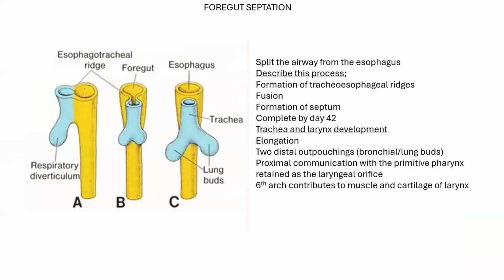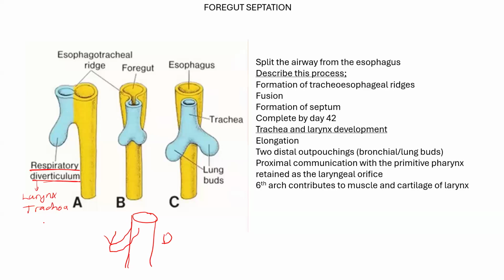Initially, you had the gut tube. Let me draw the primordial gut tube. It was just one tube, like that. So this is ventral, this is dorsal. Now, from the ventromedial part, you get an outpouching, what is known as the respiratory diverticulum. This respiratory diverticulum will give rise to the larynx, the trachea, and everything else distal to the trachea, the bronchi, the bronchioles, and whatever.